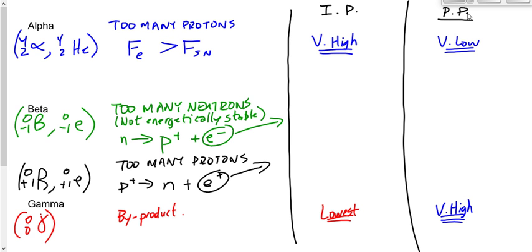Beta, they're the fence sitters, right? They're the ones that can't even decide whether to be positive or negative. They're in the middle for ionizing potential, a medium ionizing potential. They're in the middle as well for penetrating power. Can't decide which way to go. Can't decide whether to penetrate matter really well or not. Okay, we'll sit in the middle. Can't decide whether to ionize atoms really well or not. Okay, we'll just kind of sit in the middle there.